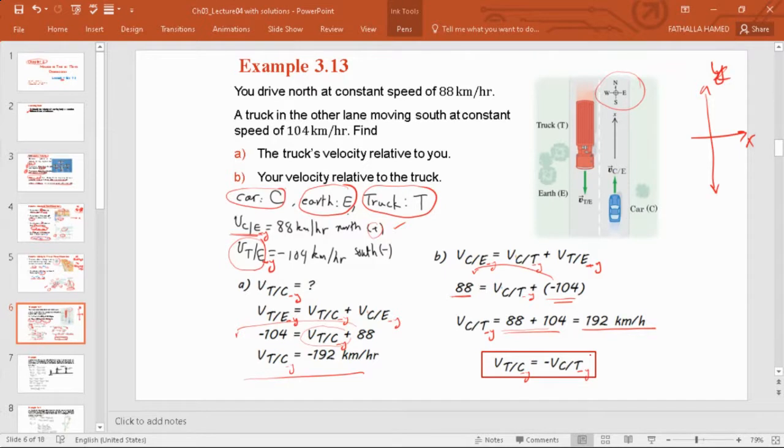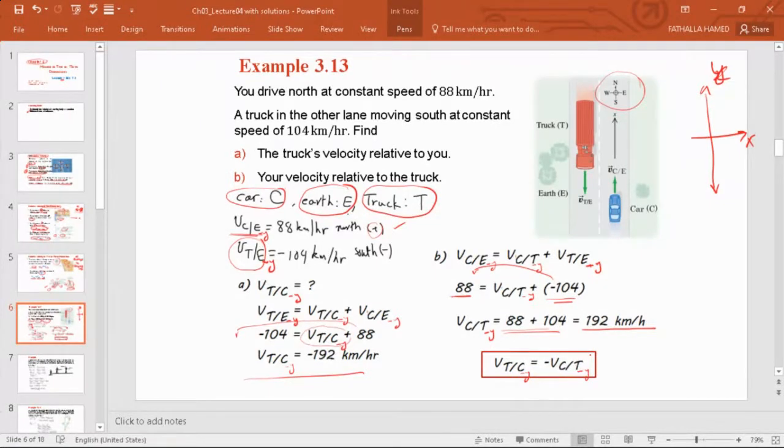Now, if I ask you what is the relative speed, it will be 192 kilometers per hour in both cases. That's speed, because the speed is always the absolute value of velocity. But if I'm talking about relative velocity, from your point of view, which is the car, you will feel that the truck is moving south at 192 kilometers per hour. The truck will see the car moving north at 192 kilometers per hour. Is this clear? Any question on this one?